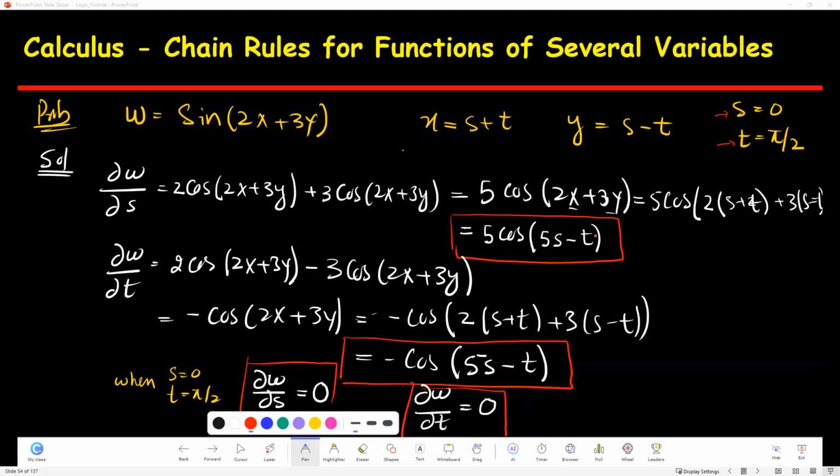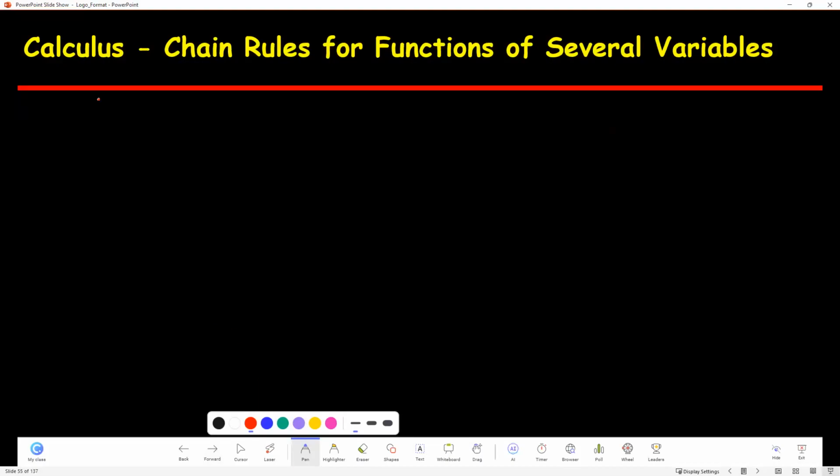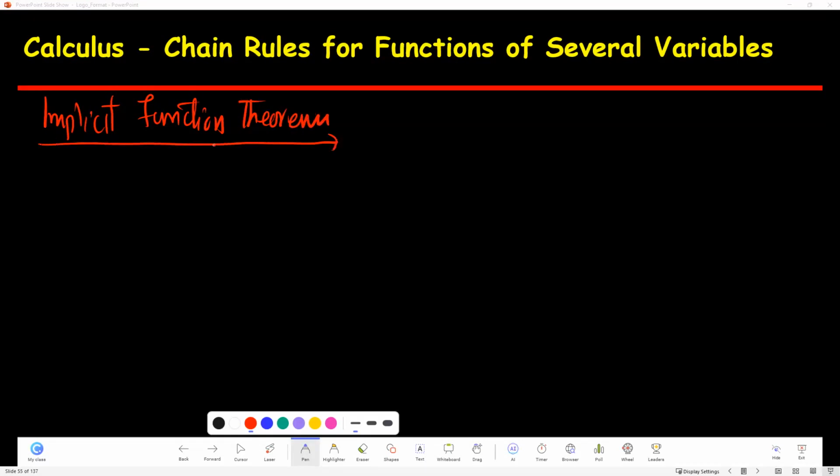Now let's talk about another topic which is a little bit different than chain, but it's a part of the chain. The new topic we're going to start is called the implicit function theorem. What does implicit mean really?